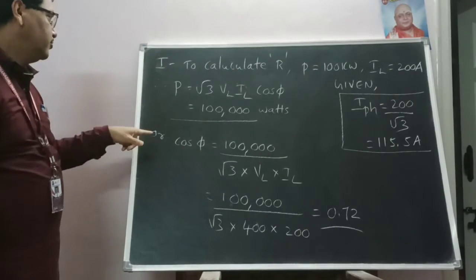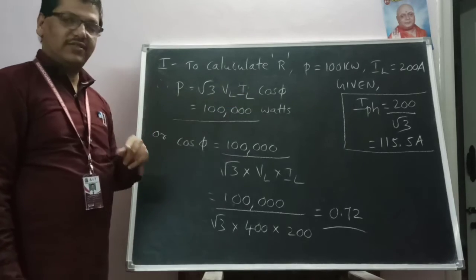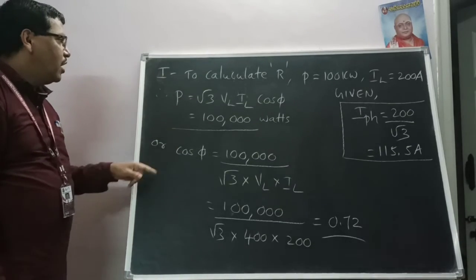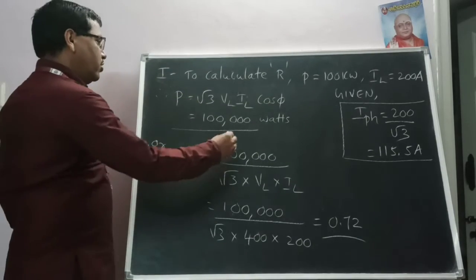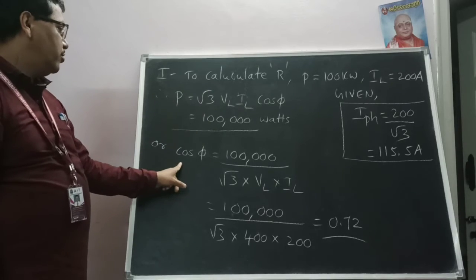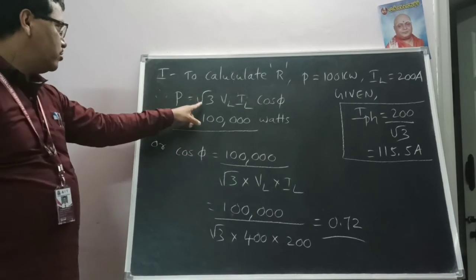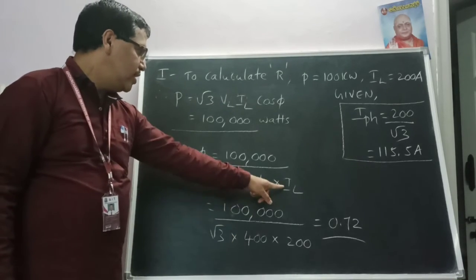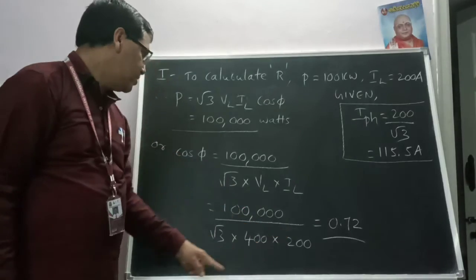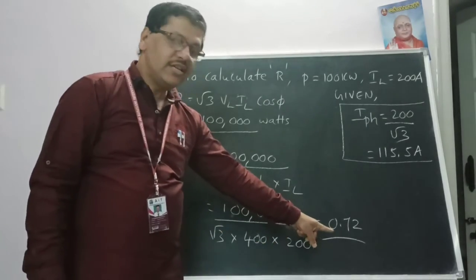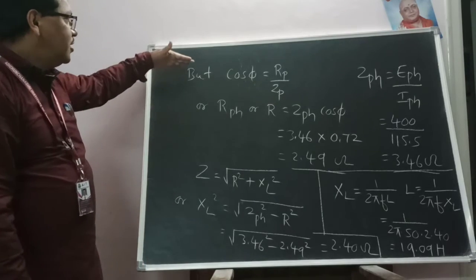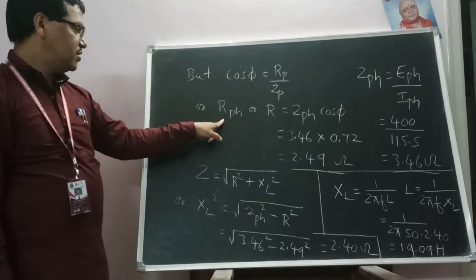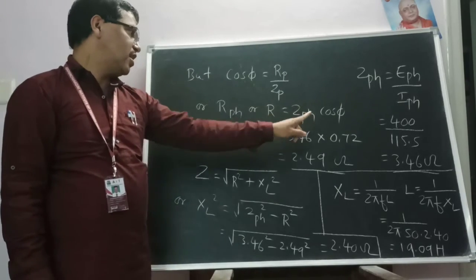As usual, power 100 kilowatts is given, so we will use the power relation. That is P is equal to root 3 VL IL cos phi. From this equation, cos phi is equal to 100 kilowatts divided by root 3 VL IL, where VL is 400 and IL is 200. That gives the value of cos phi as 0.72. But cos phi is equal to R by Z, or R phase divided by Z phase, so R is equal to Z phase cos phi.